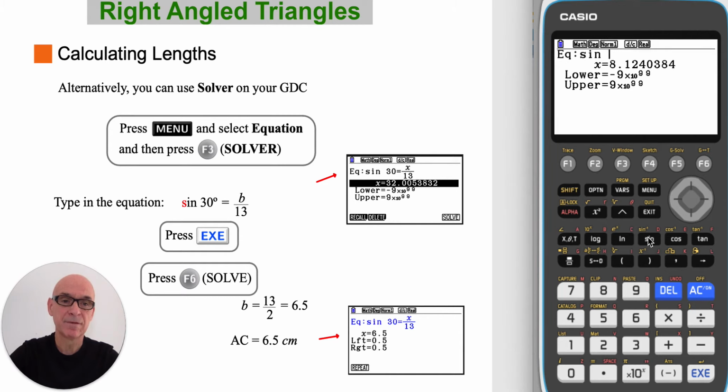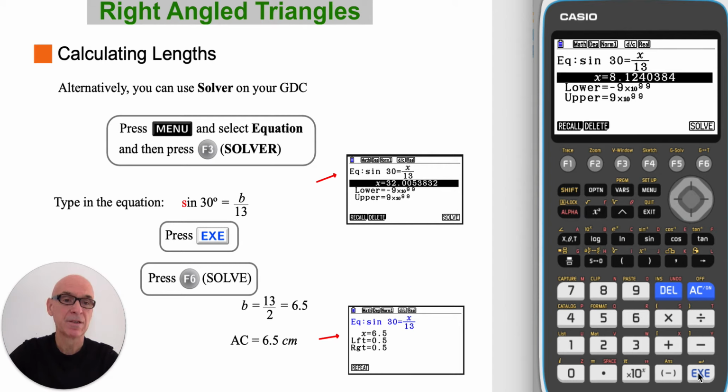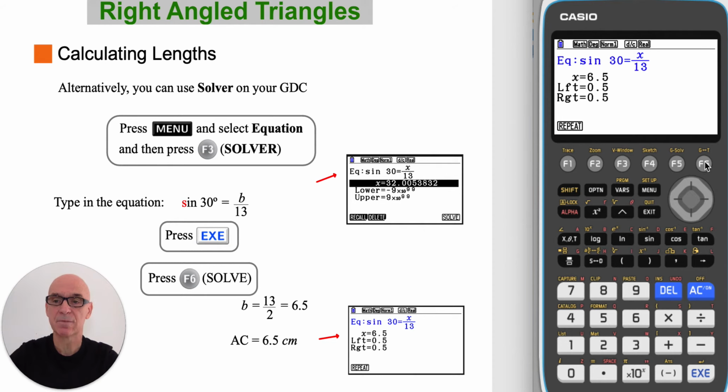So pressing sine and 30 and shift to access the equal sign, and then a fraction button, and put in the X variable on the top to represent b, the down cursor, and then 13 in the denominator. Pressing execute to enter the equation. And just to note that the number next to X is not the solution to the equation, as we haven't pressed solve yet. Pressing F6 to solve the equation, we see that X, or AC, is equal to 6.5 centimeters.